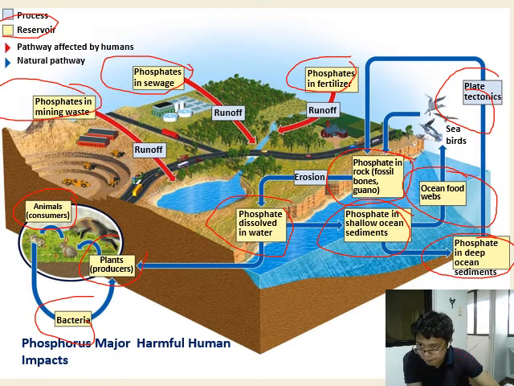Now, what are the processes that lead to the cycling of this chemical? We have erosion. This is a natural way, erosion, but it is driven by human activities like runoff from the fertilizers we use in our agricultural uses, and then the runoff from the sewage of our factories and plants, and then runoff from mining. So these are the pathways in which humans affect the phosphorus cycle.